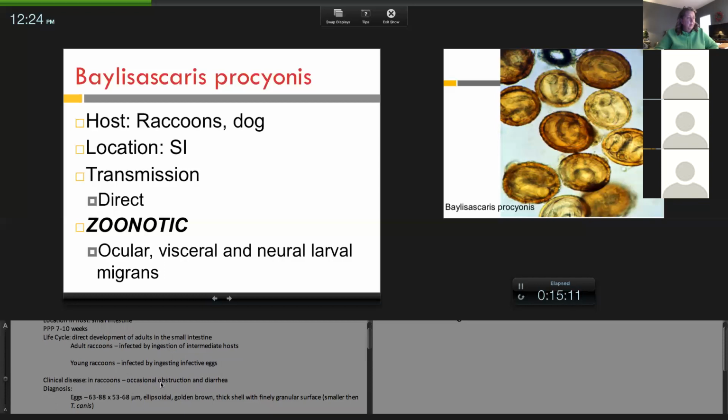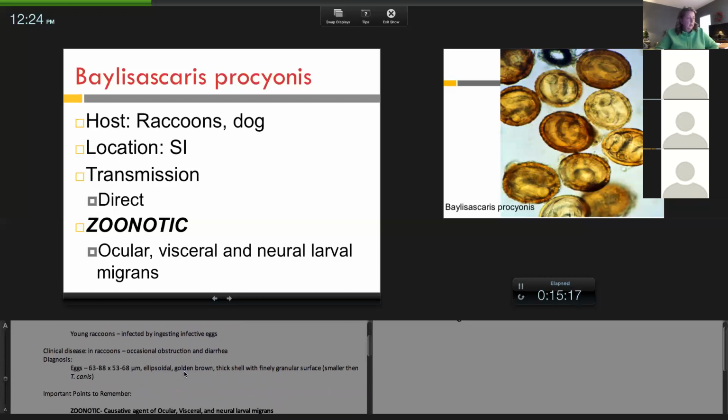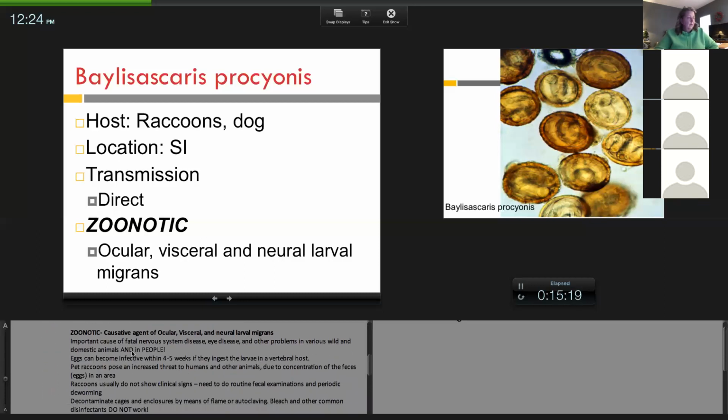They can get obstruction or diarrhea in raccoons. That would be what's more commonly seen. Now, the zoonotic things, let me talk about the bottom here. Ocular, visceral, and neural. So this one can go to the brain, the eye, or the skin. And obviously the two we worry about transmission is the eye and the brain is the most critical.